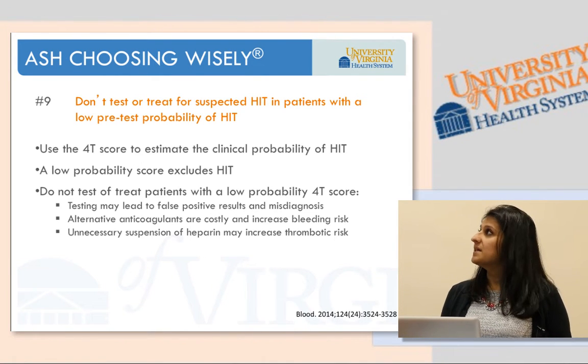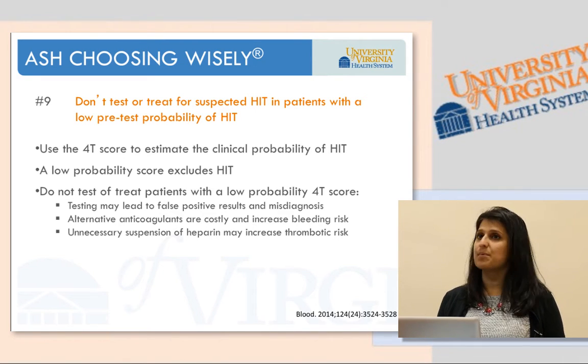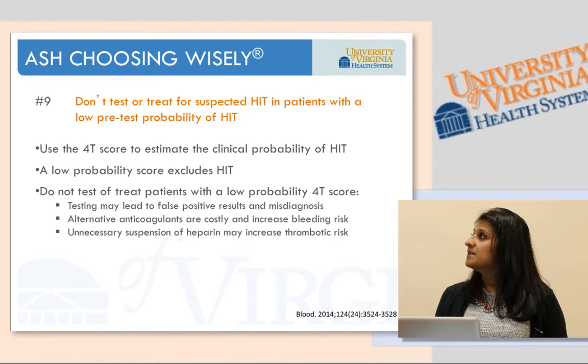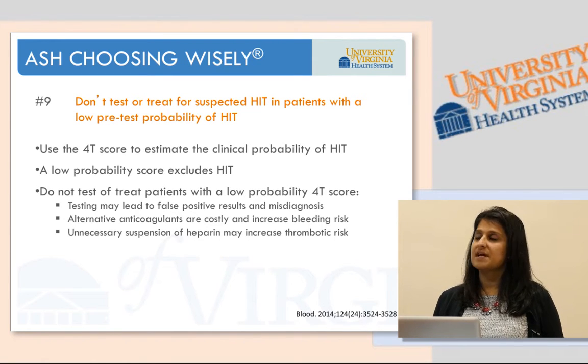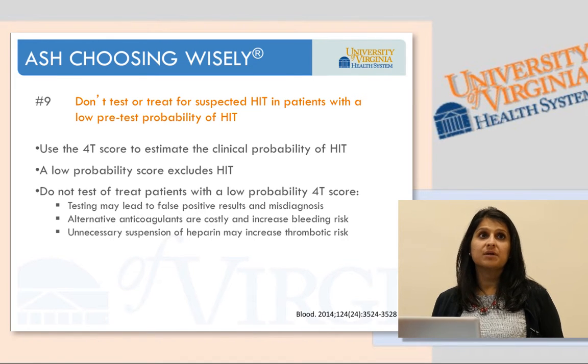Number 9 on the list is don't test or treat for suspected HIT in patients with low pre-test probability of HIT. This was recommended because testing may lead to false positive results or misdiagnosis. An alternate anticoagulant is costly and can put the patient at risk for bleeding. Also, unnecessary cessation of heparin therapy can put the patient at risk for thrombosis.